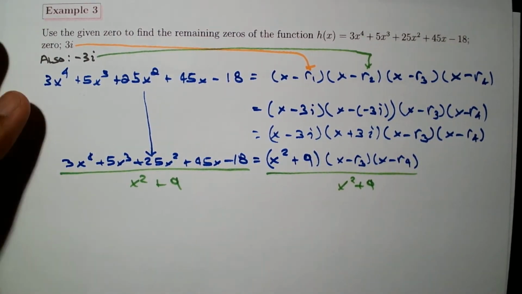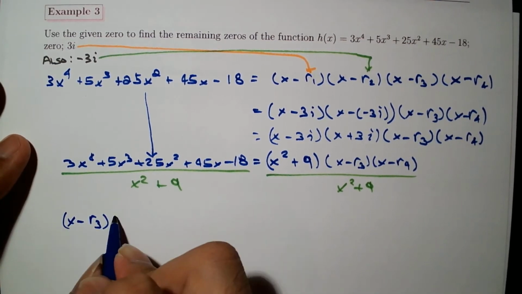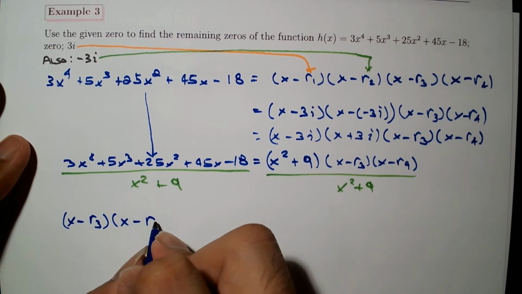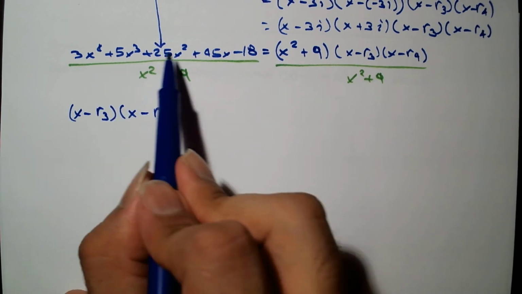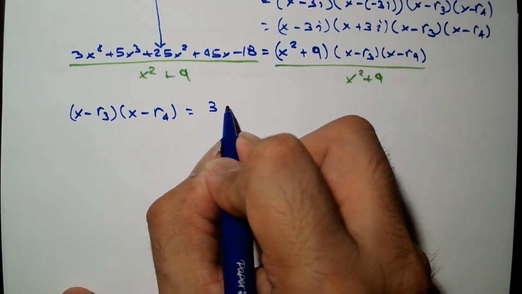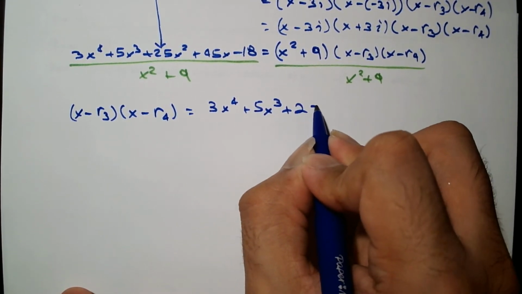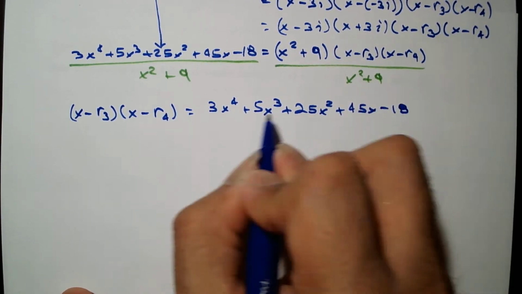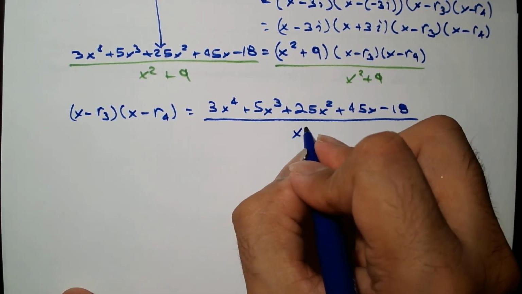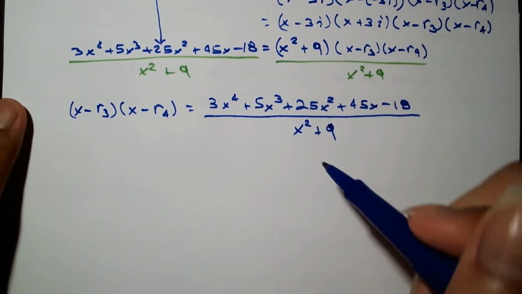And the remaining zeros, x minus r3 times x minus r4, will come from, guess what? Polynomial long division between these two. 3x to the 4th power plus 5x cubed plus 25x squared plus 45x minus 18 and x squared plus 9. Divide by that. So we're gonna do a polynomial long division using those two polynomials.